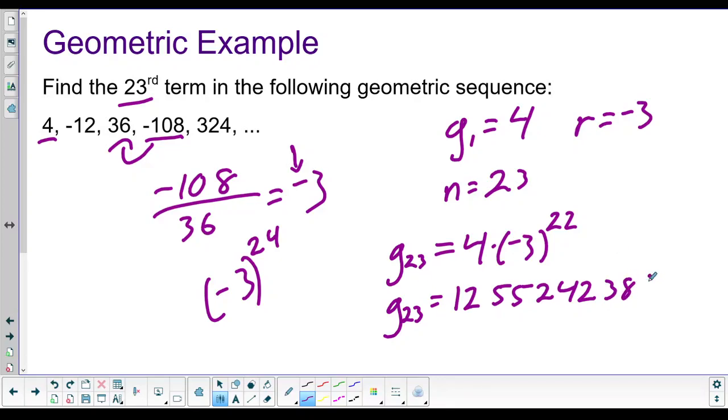8, 4, 3, 6. Okay, comma, comma, comma. All right, so let's see. Hundreds, thousands, millions, billions. So this is 125,524,238,436. Whew. Okay, there you go. So that's math, baby. All right. And now you know how to find the nth term.